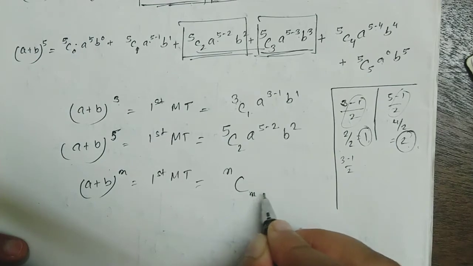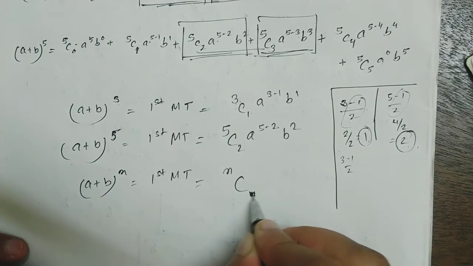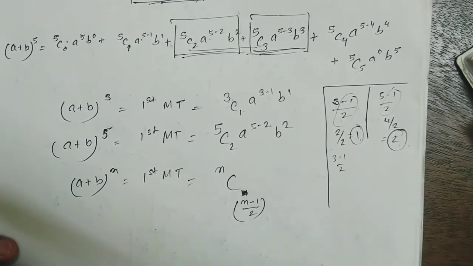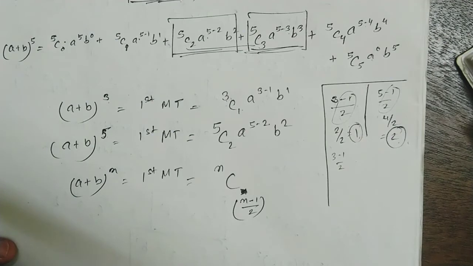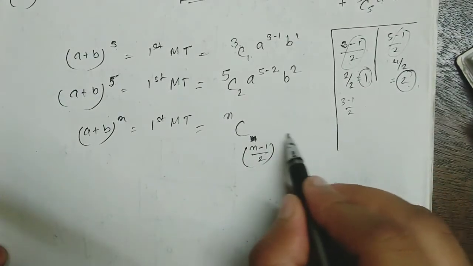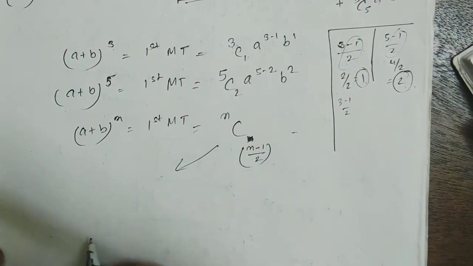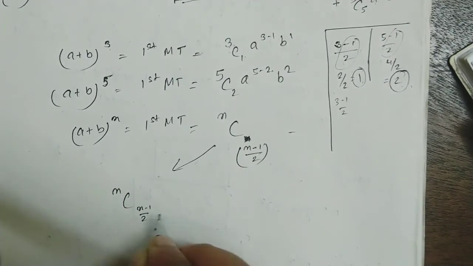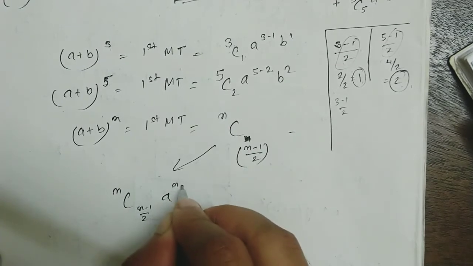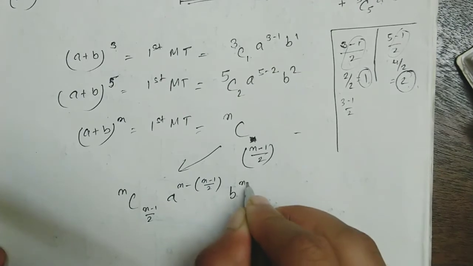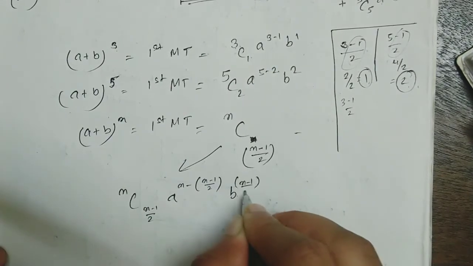So this is satisfying. সো আমি n এর জায়গায় কি করতে পারি? n minus 1 by 2, I can actually put it like this. Okay, so now আমি যদি এইভাবে put করি, since I do not have space over here, I'll rewrite this over here again. Okay, nc n minus 1 by 2 a to the power n minus n minus 1 by 2 b to the power n minus 1 by 2.